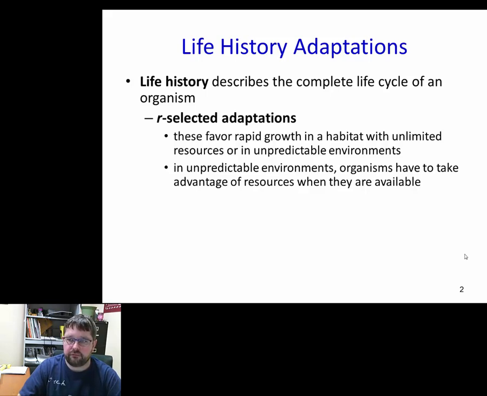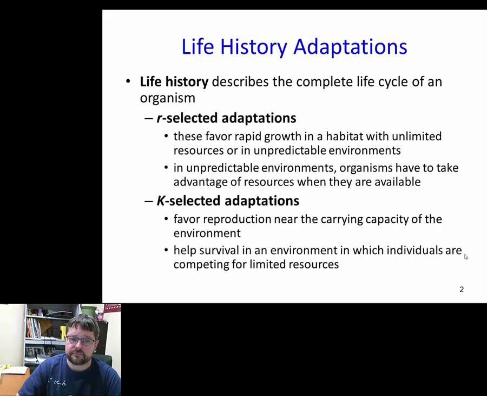Now there are two types of life history adaptations. You have species which we consider R-selected species. Now these species grow really fast. They can typically withstand unsuitable habitats or changing habitats because they grow extremely fast and they can adapt fairly fast. So in unpredictable environments, R-selected species have a distinct advantage over K-selected species.